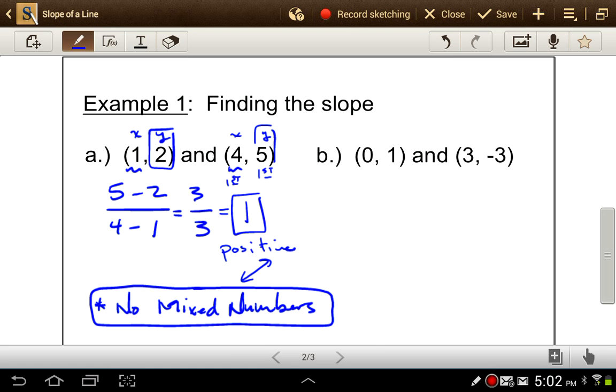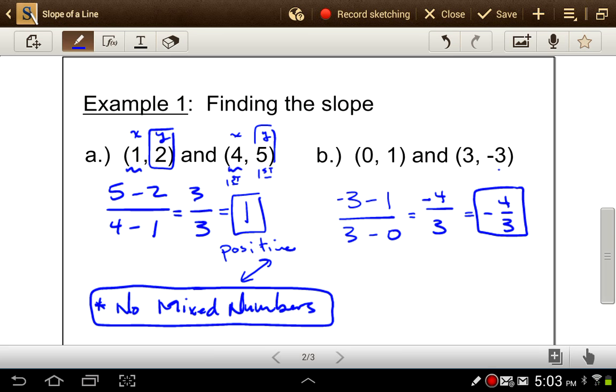Okay? And B. So I'm going to do this one. So I'm going to do negative 3 minus 1. It doesn't matter which way you're going to go. So I'm going to do negative 3 minus 1. And that is going to be 3 minus 0 on the bottom, because that one first, so that one first. Negative 3 minus 1 is negative 4. 3 minus 0 is 3. So I get negative 4 thirds, and that's my slope.